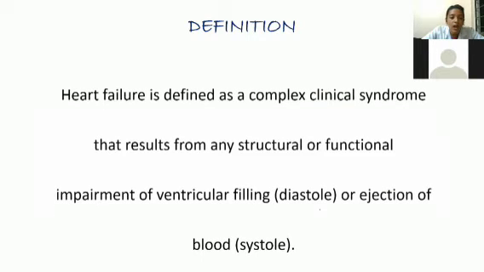So heart failure is defined as a complex clinical syndrome that results from any structural or functional impairment of ventricular filling, that is diastole, and or ejection of blood, that is systole. So any structural or functional changes will be happening to the heart, mainly first in the ventricles, and it will affect the ventricular filling as well as ejection. Both diastole and systole will be affected. So this is the definition of heart failure.